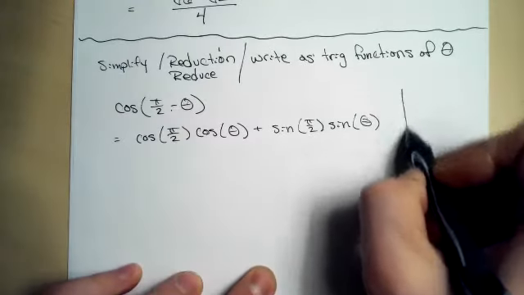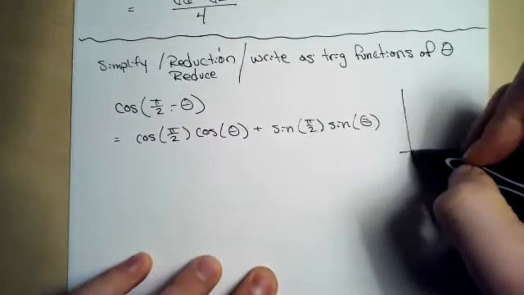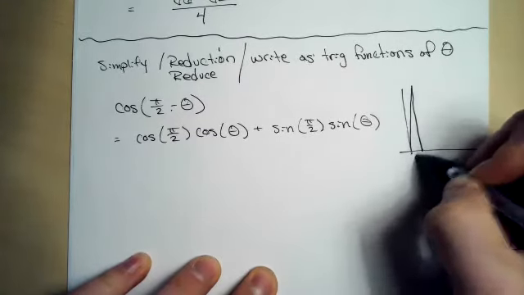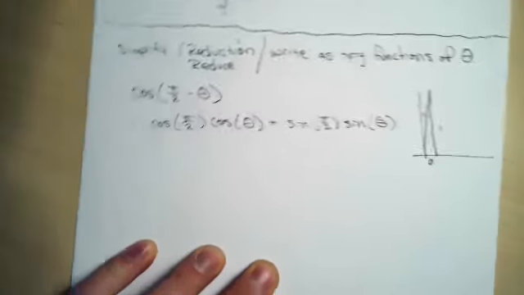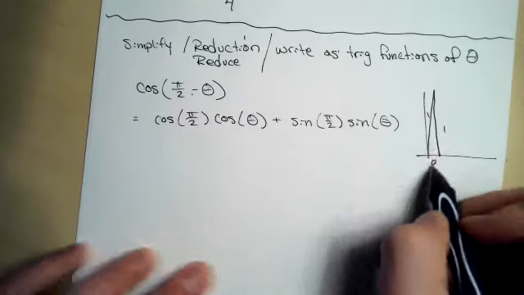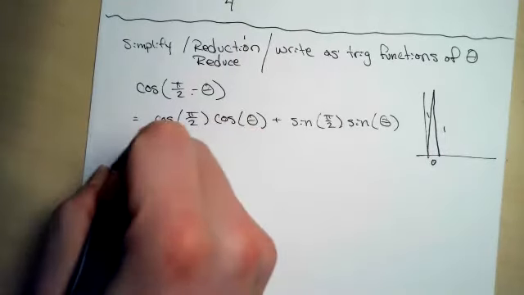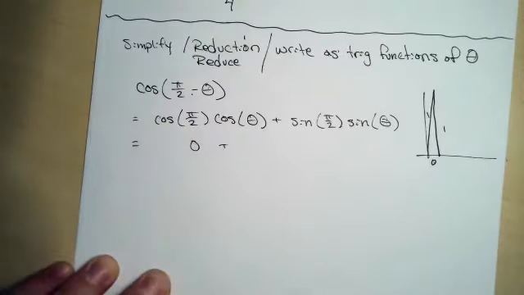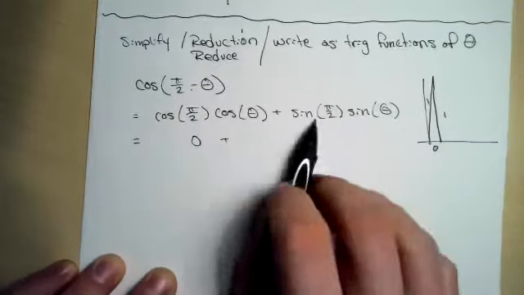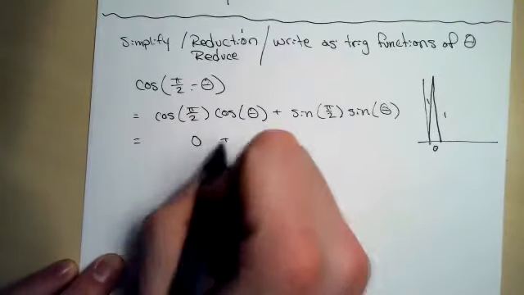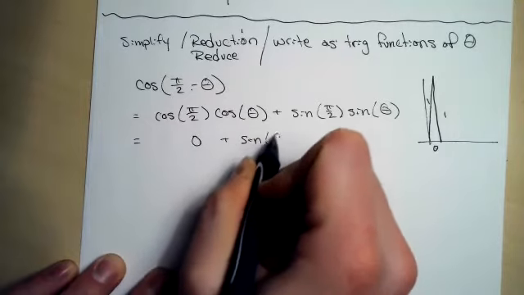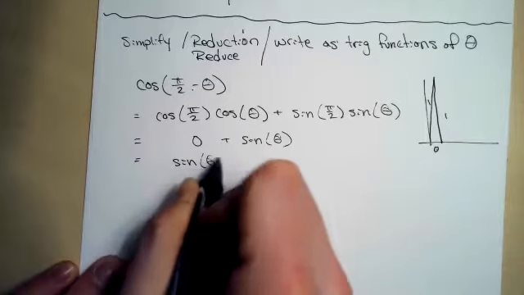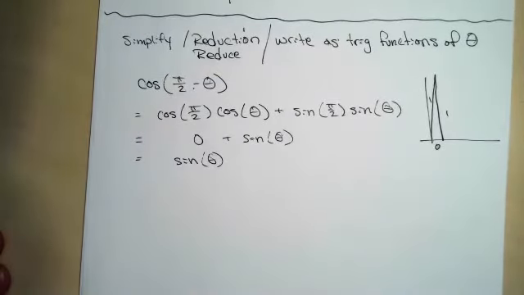What is cosine of pi over 2? So remember, pi over 2 should be a straight vertical angle. It's one of these degenerate triangles. So cosine gives us 0. 0 times anything will give us 0. Plus sine of pi over 2 is just 1. So we're just left with sine theta there, as our answer.